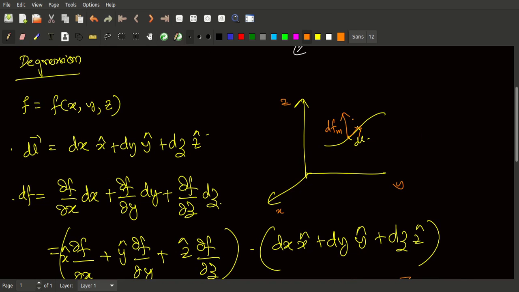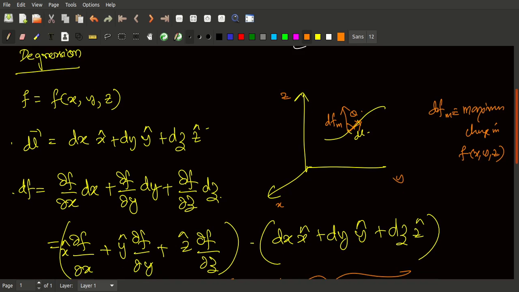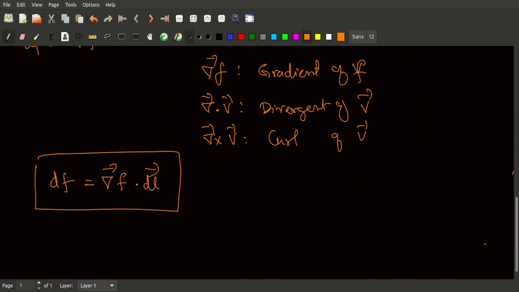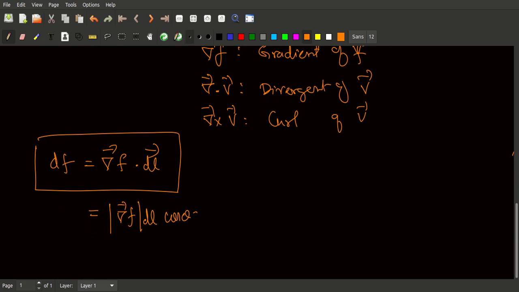Okay, and there is an angle theta it is making. Now I am not looking in the direction of the maximal change in that f. This df_m is the maximum change in the function f(x, y, z). So now I can write this df as the magnitude of del f, dl, cos theta. This is the equation we know.